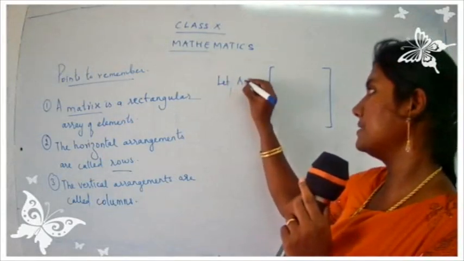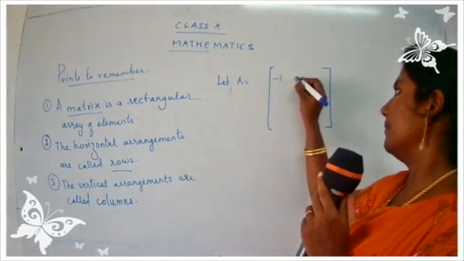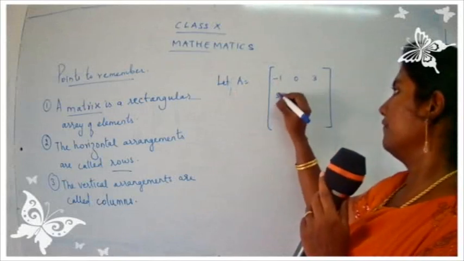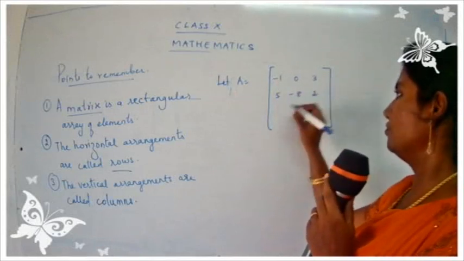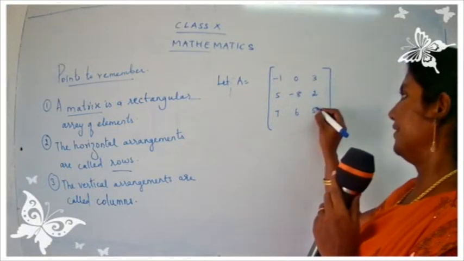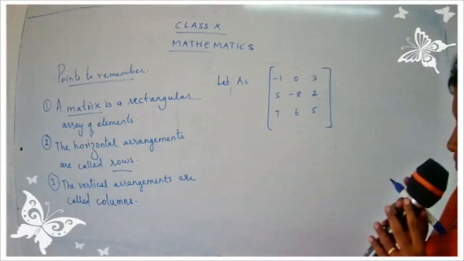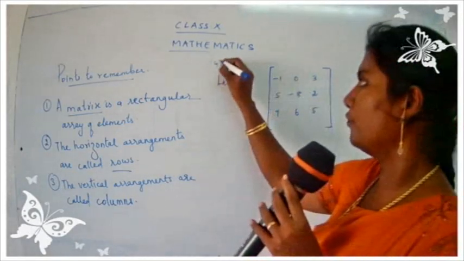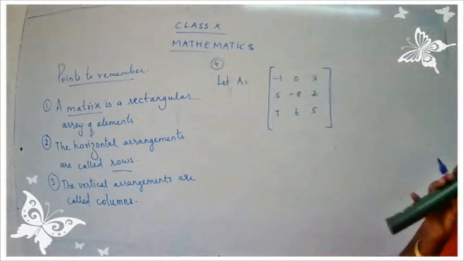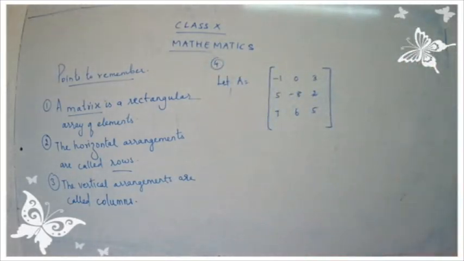Let A is equal to, I give you some numbers: minus 1, 0, 3, 5, minus 8, 2, 7, 6, 5. Give a matrix over here. I just put this as point number 4. Let A is equal to minus 1, 0, 3, 5, minus 8, 2, 7, 6, 5. Okay, children? So we have taken a matrix.